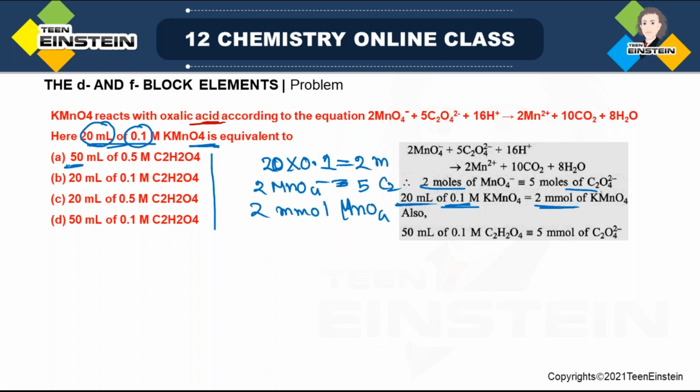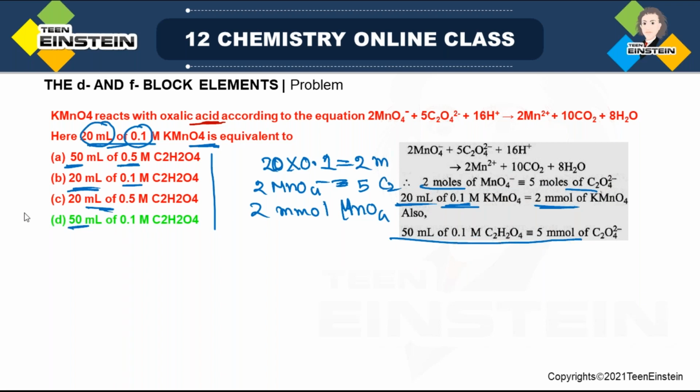Now from the first option, if you multiply these two, it will be 50 into 0.5, which will not give you the value 5. Then if you multiply these two, it will give you the value 2 millimole. This is also not correct because we need 5 millimoles of C2O4 2 minus. Third one, 20 into 0.5, this is also not equal to 5. But the last one, 50 into 0.1, will give you 5 millimoles. So this is the correct option, the last one.